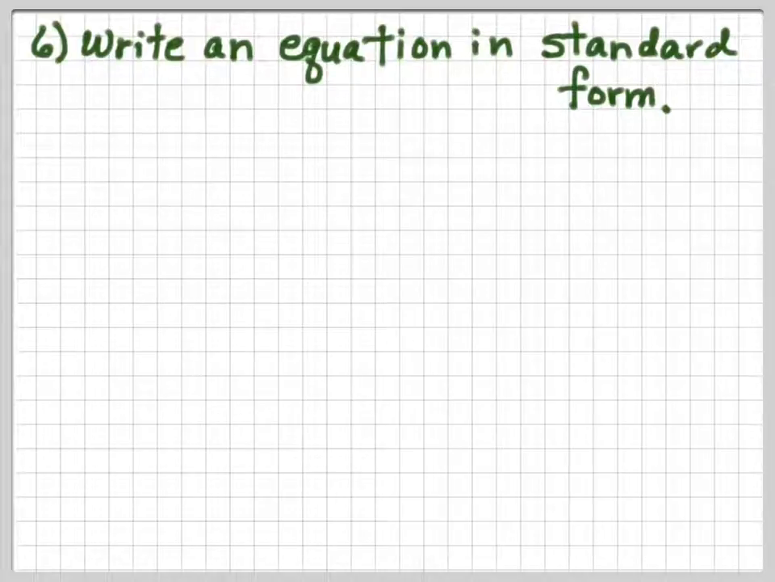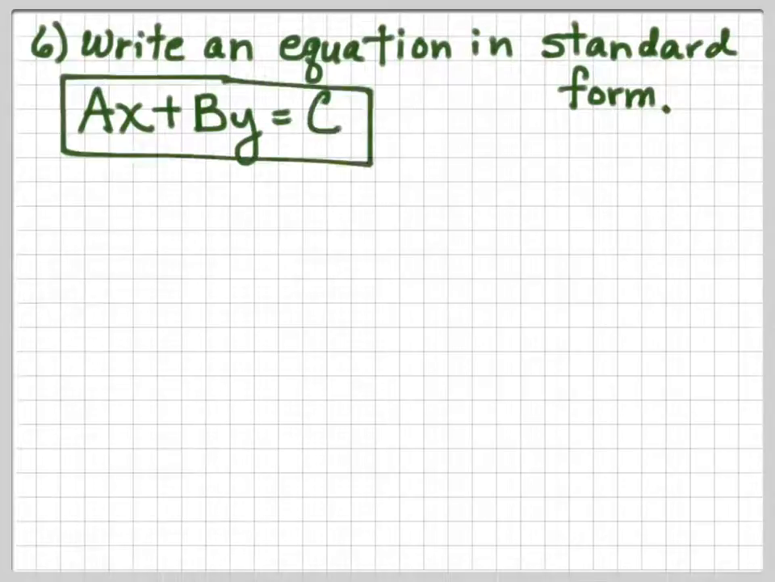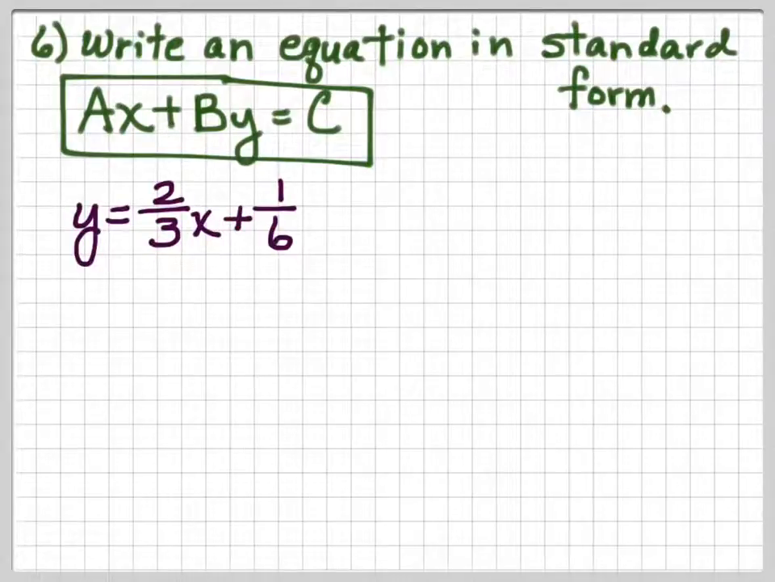Now most of the time when you're going to write an equation in standard form, you have it in another form to begin with, because it's really hard to just slap something into standard form. Remember that a, b, and c have to be integers. So let's say you have this in slope-intercept form, y equals 2/3 x plus 1/6. First thing you have to do is get rid of your fractions. There are no fractions in standard form.